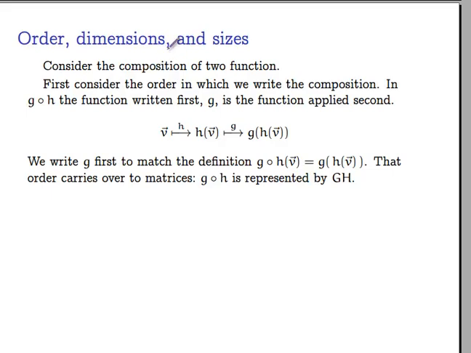Okay, so let's look at implications with order, dimension, and sizes. Consider the composition of two functions. Consider first the order in which we write the composition. In g composed h, the function written first, g, is the function applied second. I already referred to this. This is g of h. You take h first and then g. This order carries over to matrices. g composed h is represented by the matrix G multiplied by H. So in fact, you're applying H to the vector. Remember, the vector is written on the right. You apply H to the vector first, and then you apply G.